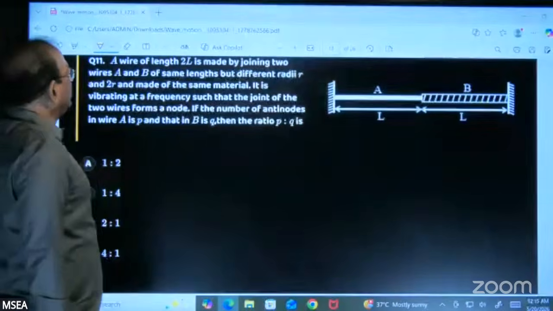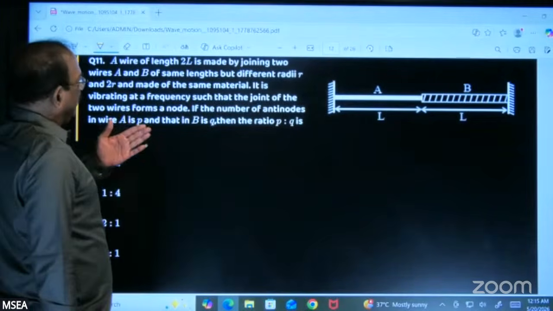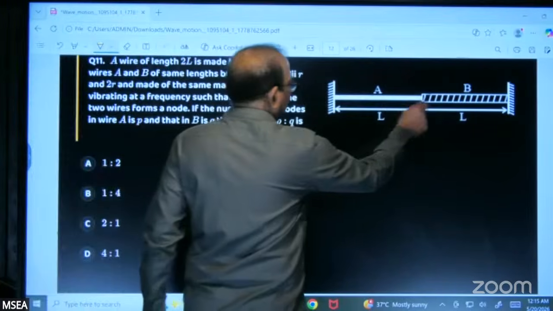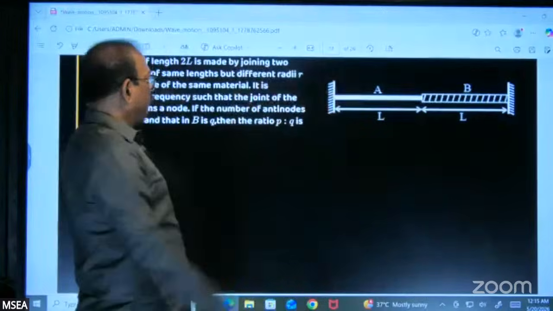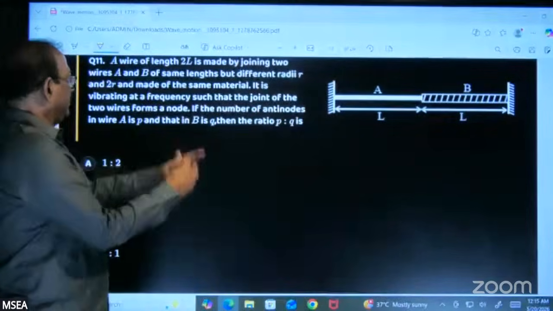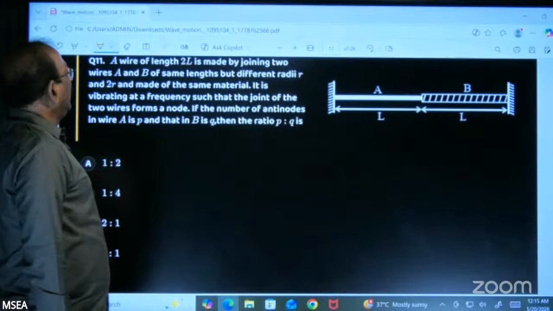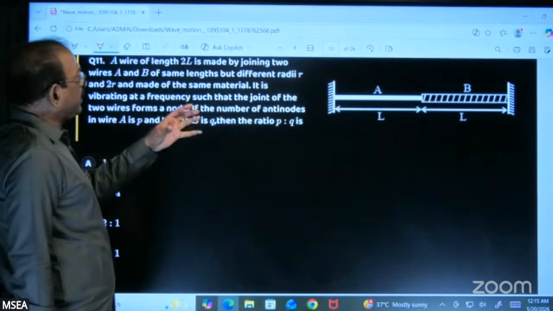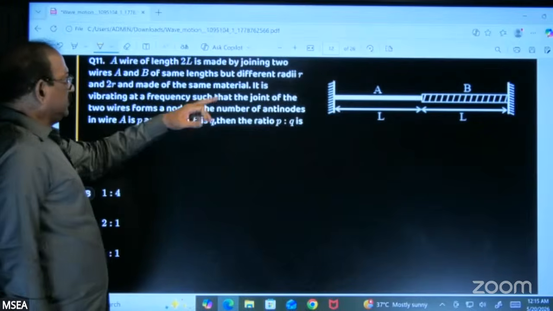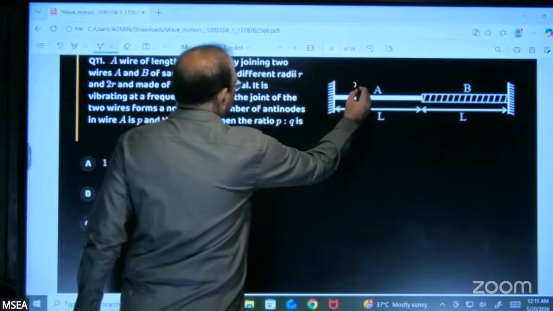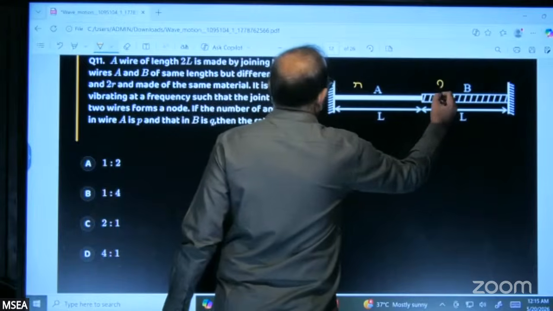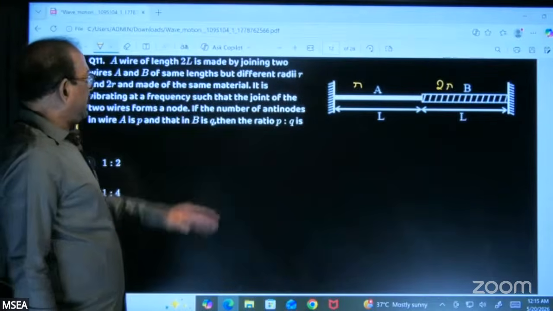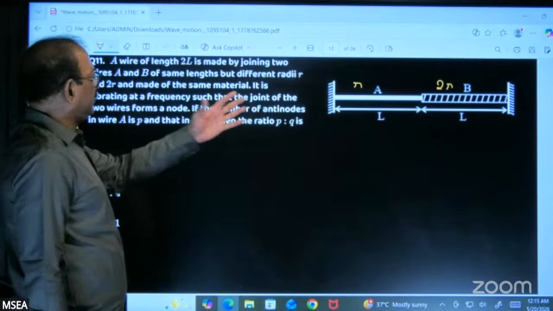A wire of length 2L is made by joining two wires A and B. This is one wire, this is another wire. Two different wires are joined, of same length for both, but different radii. A's radius is given as R, B's radius given as 2R. And they are made of the same material, means their density is the same.